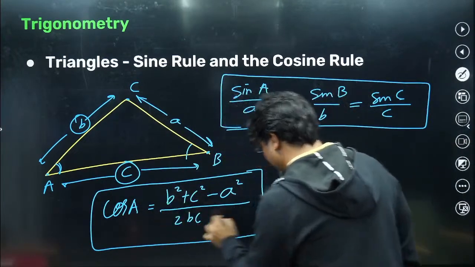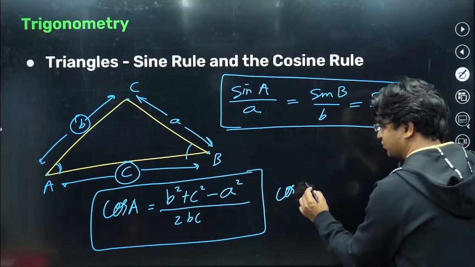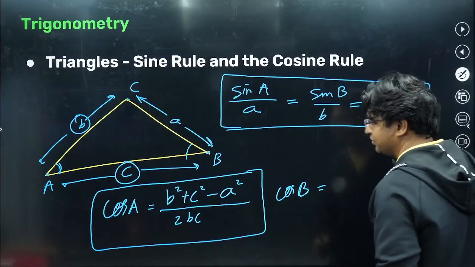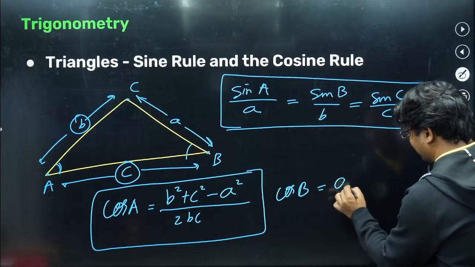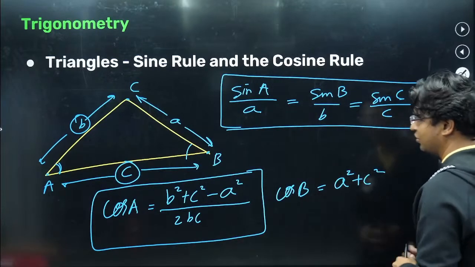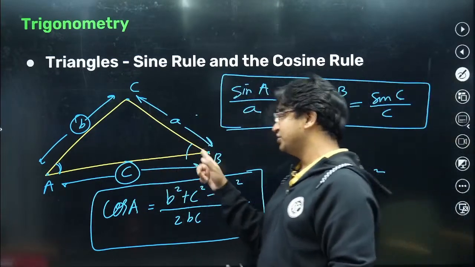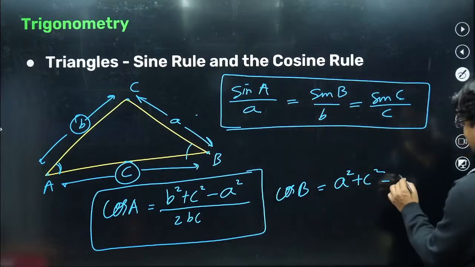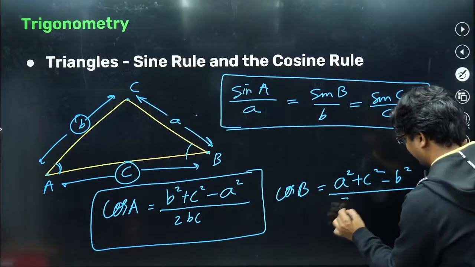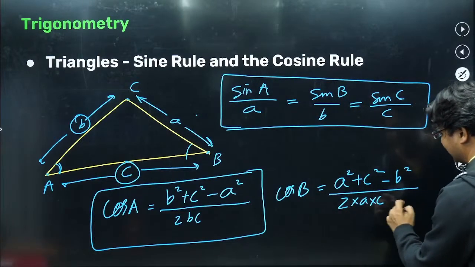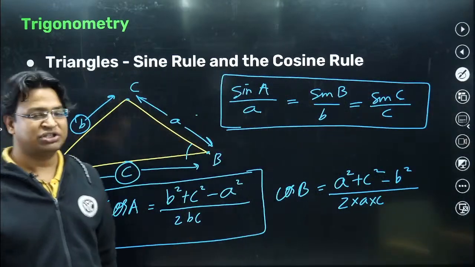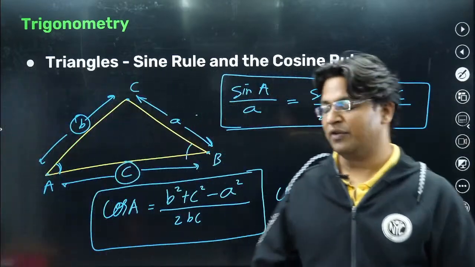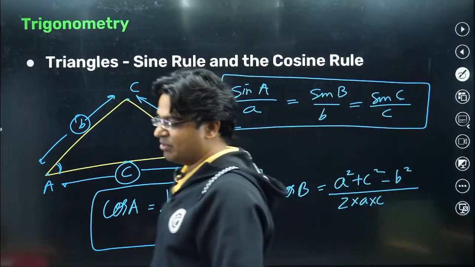Following this rule, if I ask you to write cos B, can you tell me what you should be writing? If you are trying to write cos B, we should be writing A square plus C square. So squares of the sides that constitute the angle, minus the square of the third side, divided by 2 into the product of those sides that constitute this angle. Likewise you can write cos C also. So you don't have to remember different formulas for cos A, cos B, cos C. Just remember one formula, right?